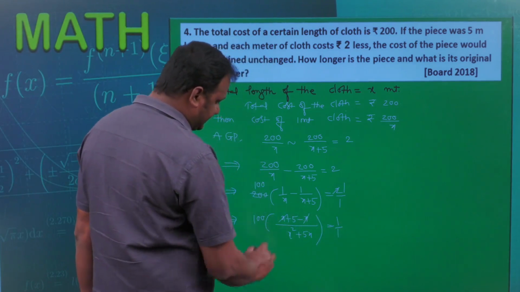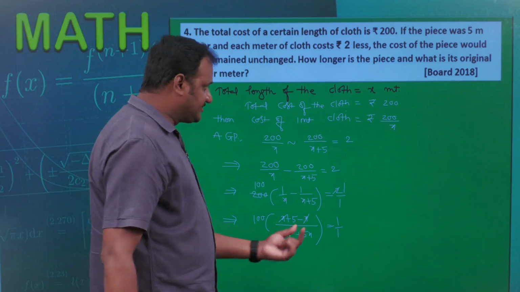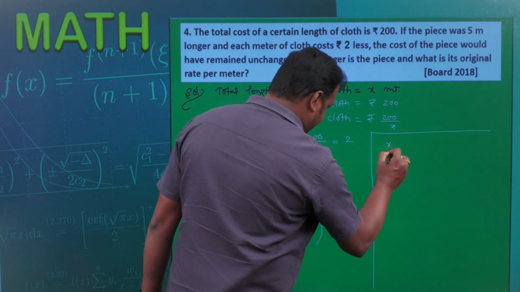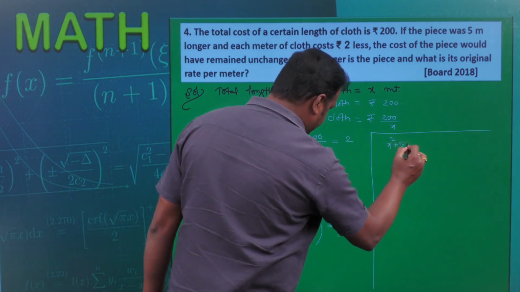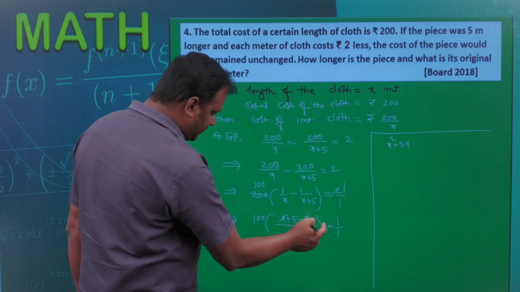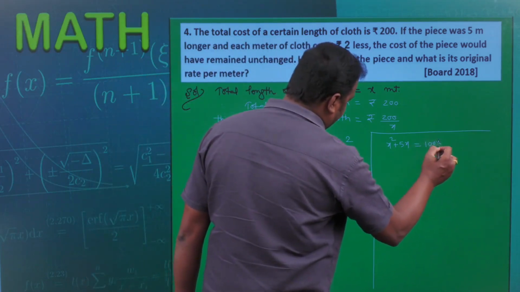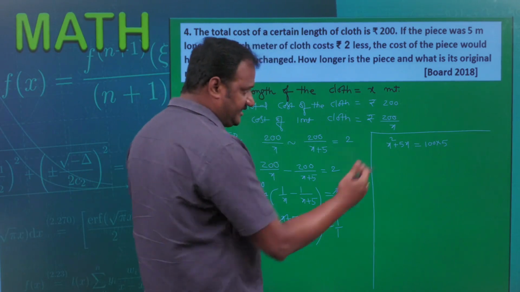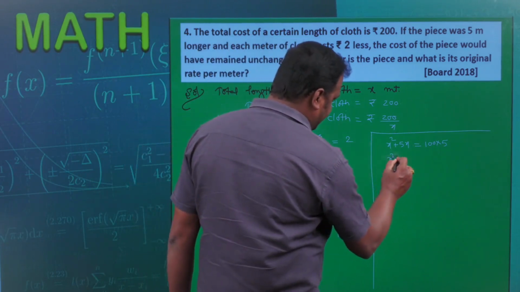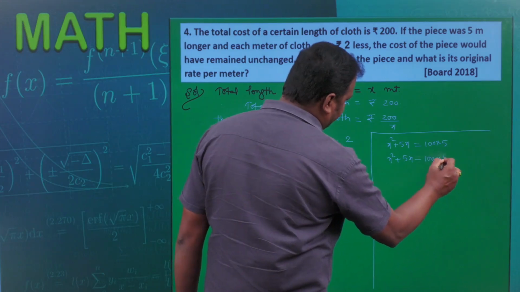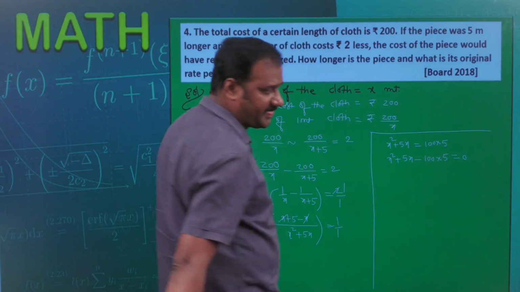Again minus x plus x cancel, and here it is x square plus 5x, right? Now observe clearly, by cross multiplication x square plus 5x is equal to 100 into 5. So when I transpose 100 into 5 to this side, then x square plus 5x minus 100 into 5 is equal to 0. Okay?